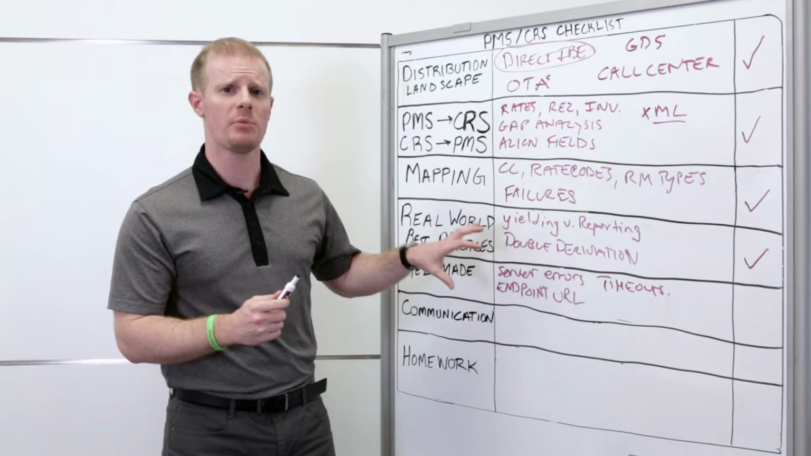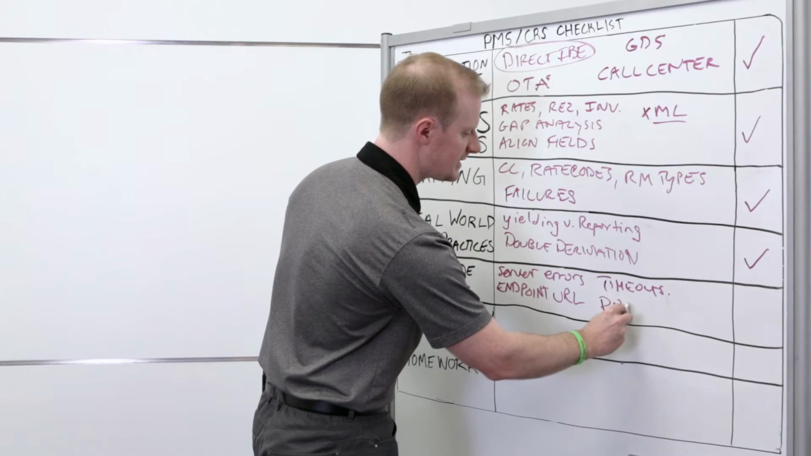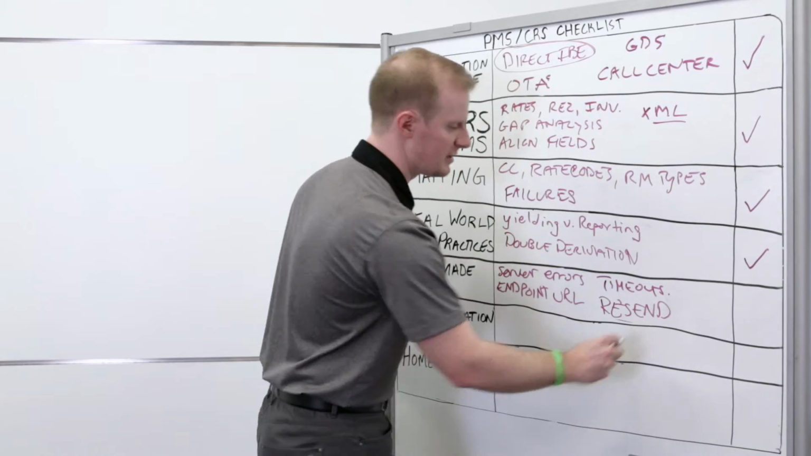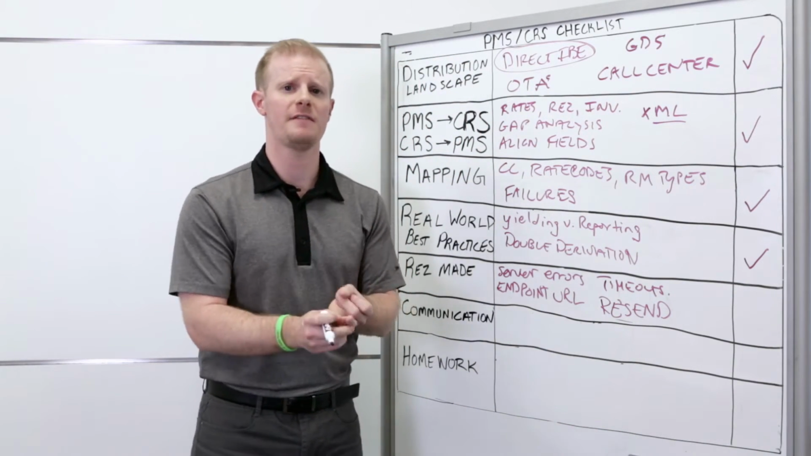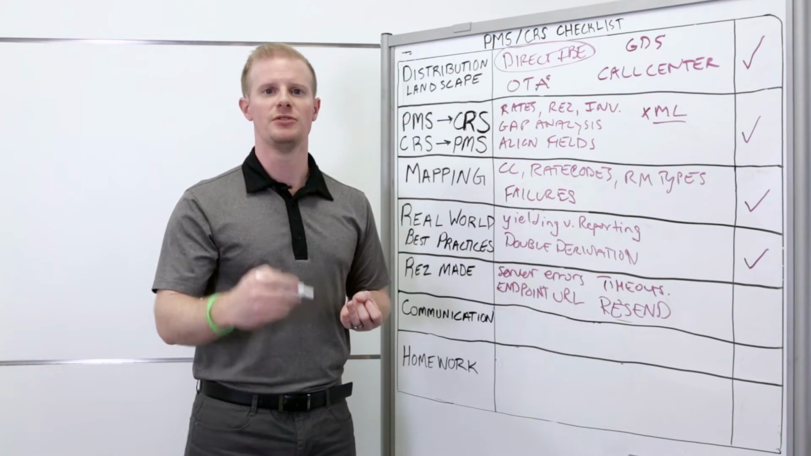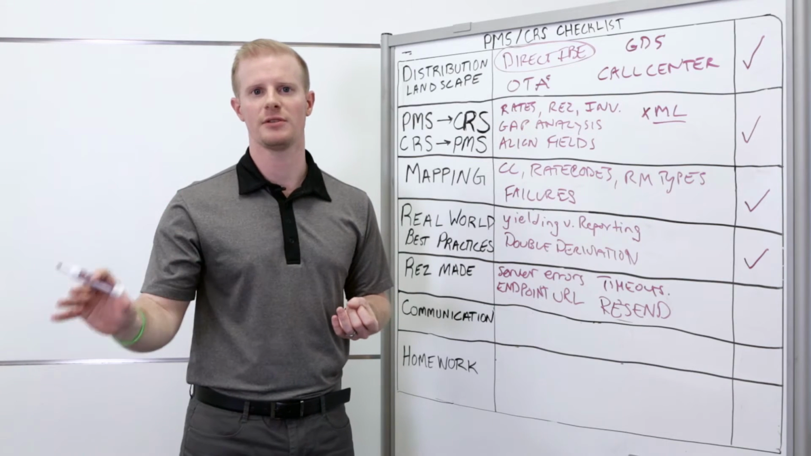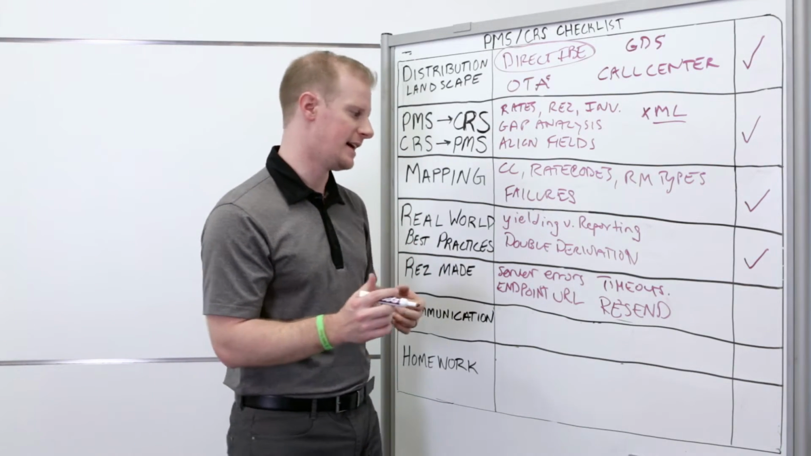One of the most important parts of this section here is knowing how to resend reservations down. So when you do experience timeouts, when you do have failed reservations, and you have them in a queue in the CRS, do you know how to go in and push those down to the PMS system so that those guests can be checked in by your front desk?